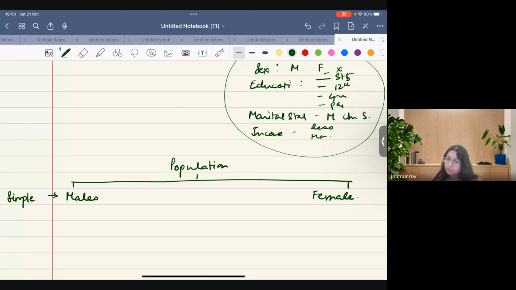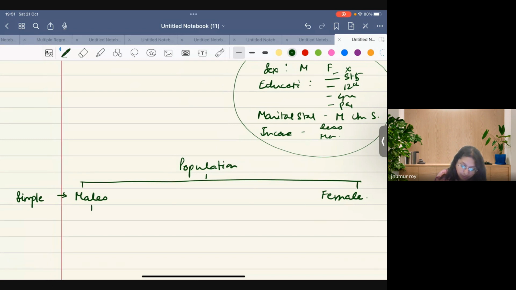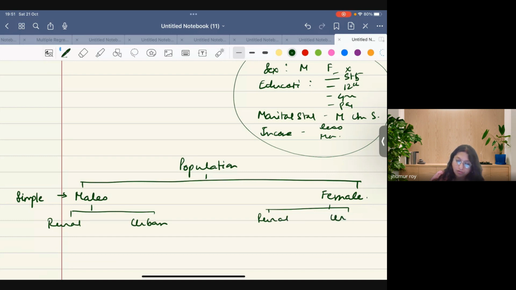Now, what I do is, suppose under male and female, now I want to know a little bit more about them. So I want to know whether these males are from rural area or from urban area. I'm just showing you how many levels you can actually have for analysis. So even for females, you'll see whether they belong to rural or urban areas.